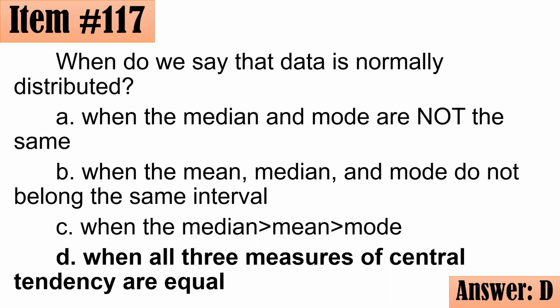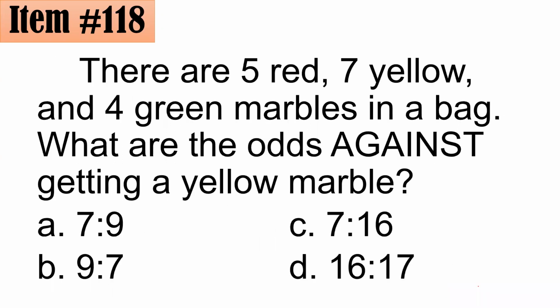Okay, so far so good. 118. There are 5 red, 7 yellow, and 4 green marbles in a bag. What are the odds against getting a yellow marble? Is it A, 7 to 9? B, 9 to 7. C, 7 to 16. Or D, 16 is to 17.